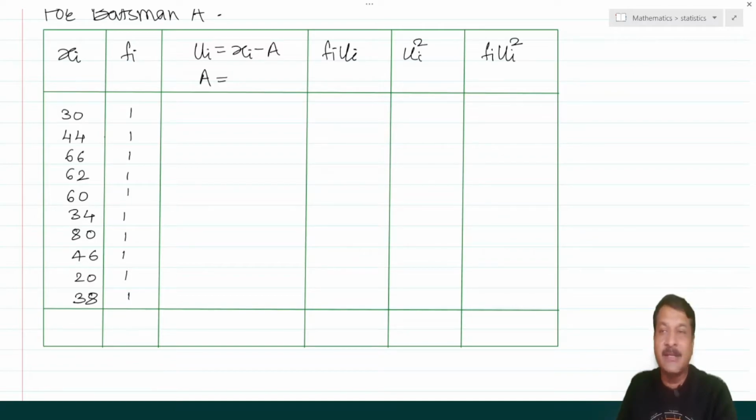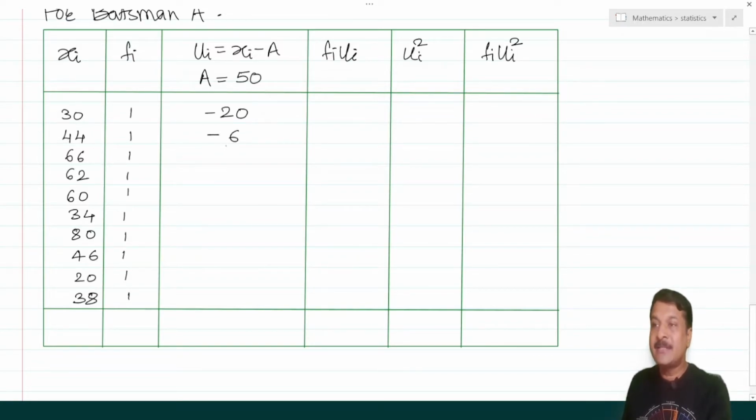So if we add 30, that means 50. So any number near 50. But that A you can take as any number. You can take 20, 40, 50, 58, 57. The answer will not change. That is why I will take any number, supposed to be 50 here. So now obtain ui: 30 minus A, that is 50, so it is minus 20. 44 minus 50 is minus 6. 66 minus 50 is 16.